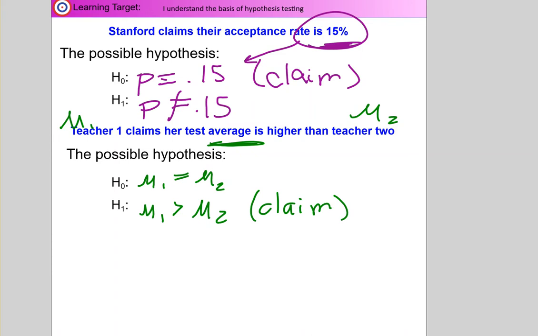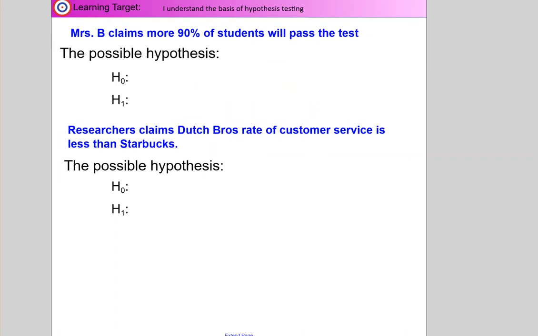Okay, so let's go ahead and look at some more examples. Miss B claims that more than 90% of students will pass the test. So we're talking about a percentage here, so I know that I'm using p. My null hypothesis is always equal, so I make p equal to 0.90. Now, that is not the claim being made at the top. I am claiming that more than 90% of students will pass the test. Since that was not in my null hypothesis, it's going to be in my alternative hypothesis, that p is more than 0.9.